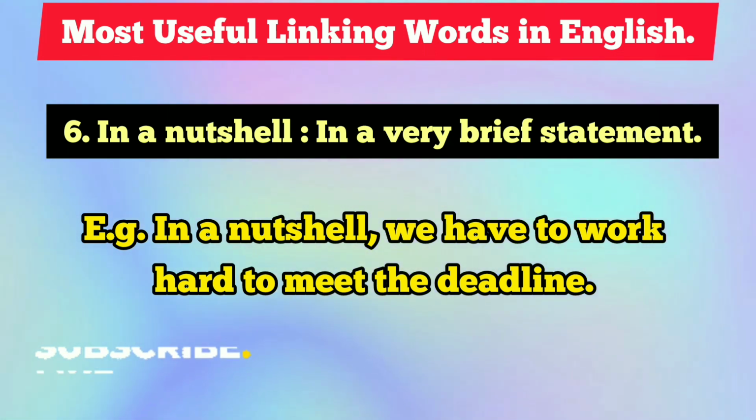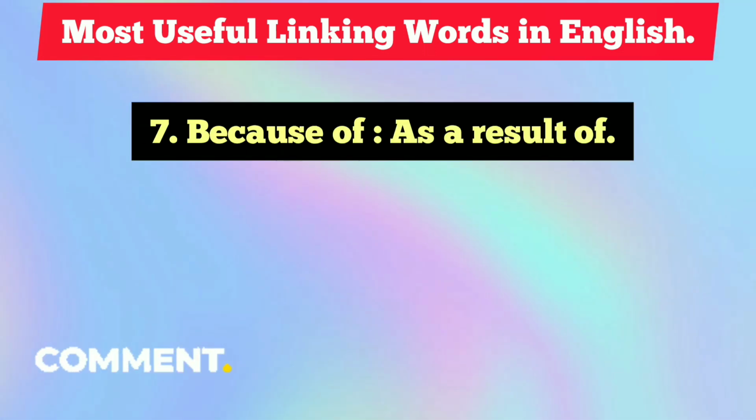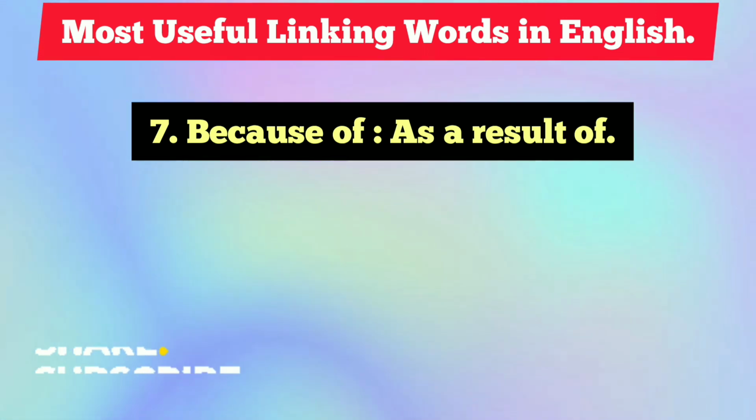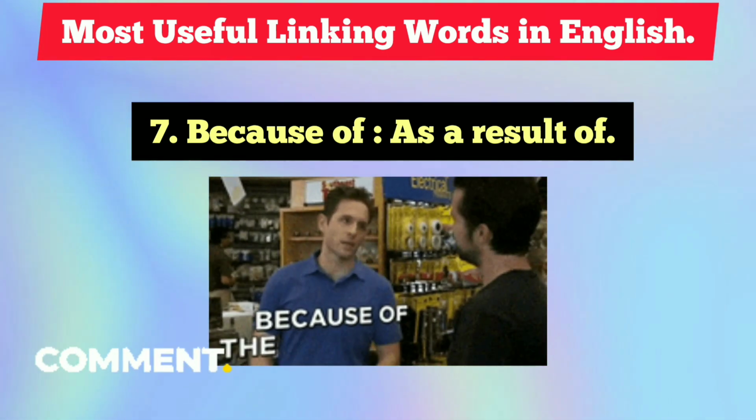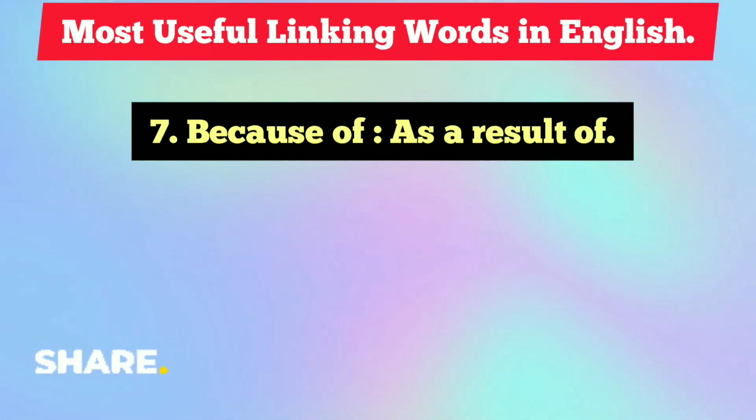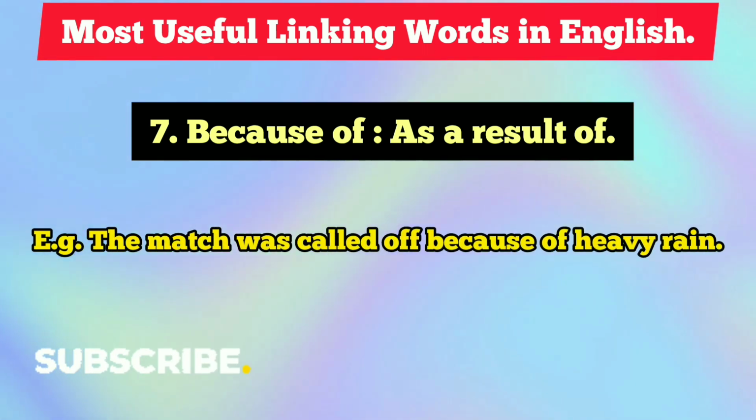Up next, we are going to turn our attention to the next one, that is because of. Seventh one is because of. Because of means as a result of. As a result of something. When you want to convey as a result of something, that time you use because of. So as you see, the match was called off because of heavy rain. So we are using this particular phrase because of, this linking word or phrase, you may say, giving the result because of heavy rain. So I'm quite sure it's clear.